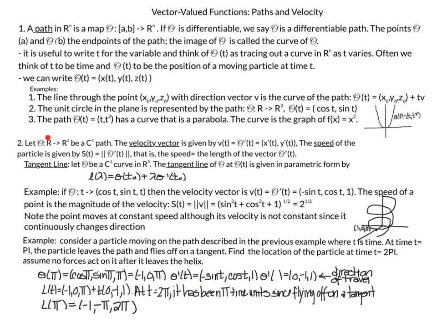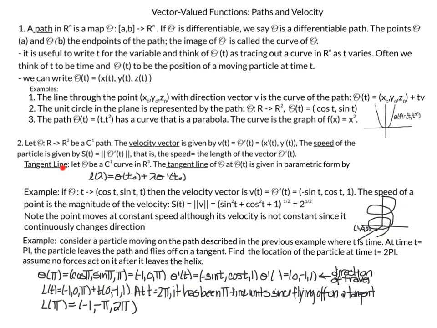Once we think of sigma as a position, then the velocity vector is given by v of t, which is equal to sigma prime of t, which is just the derivative of the components. So if we're in 2-space, that would be x prime of t, y prime of t. The speed of the particle is given by s of t, which is the magnitude of sigma prime of t. That is, the speed equals the length of the vector sigma prime of t.